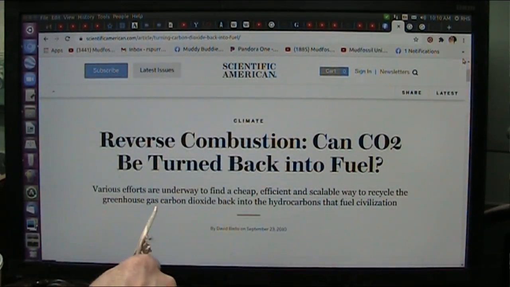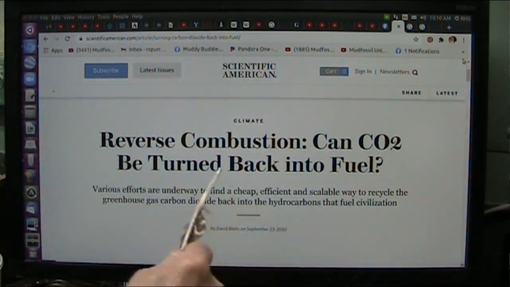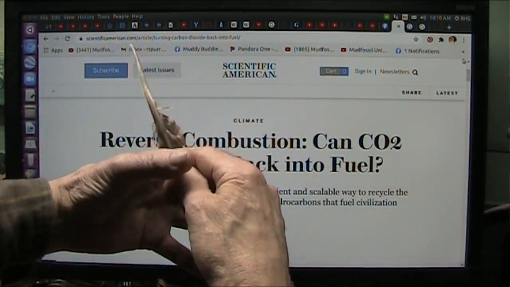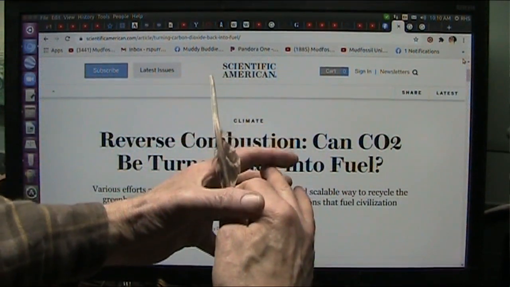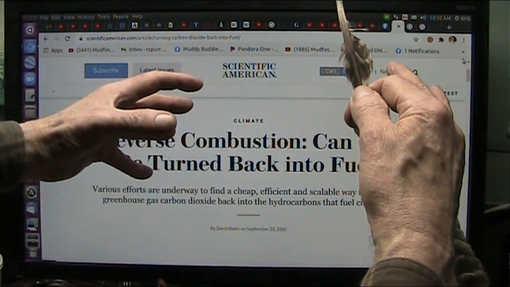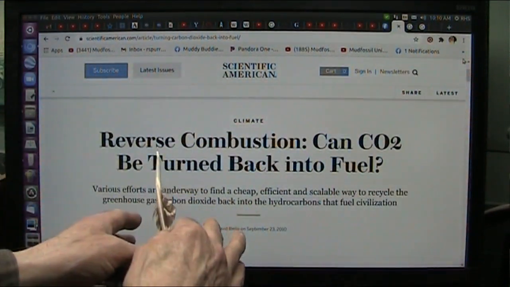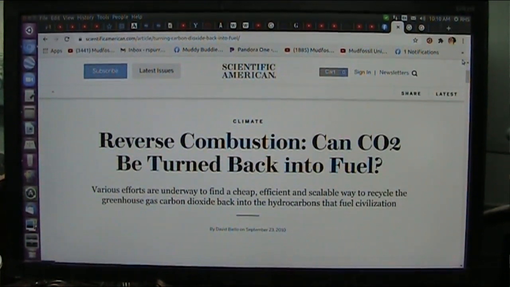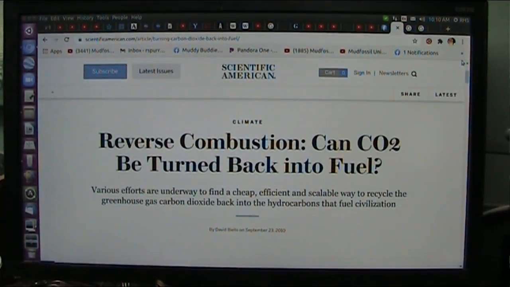The only way you can do that is with electricity, because when it combusts and degrades, it drops down to a more stable state. We're going to pump it back up into a less stable state. How do you do that? You only can do that with electricity, and I'll show you exactly how we can do it. And I think we can do it in the exhaust pipe of your car, and then just go right back and burn it again.